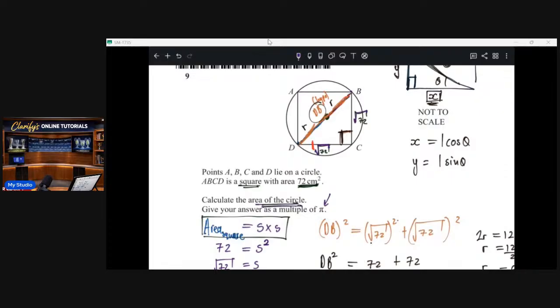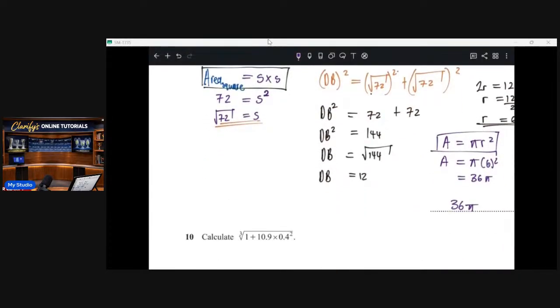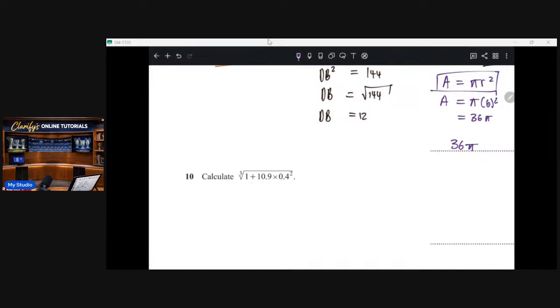You say your area is 36 pi. Calculate this square root that they want you to do now, without a calculator. So let me teach you what you have to do. This is what we call rounding and approximation.